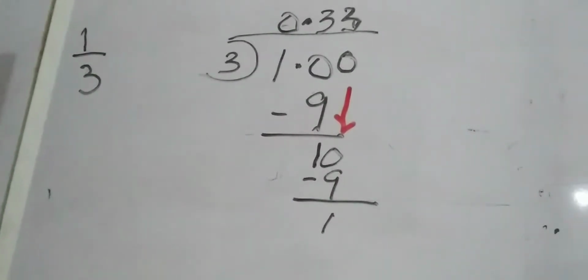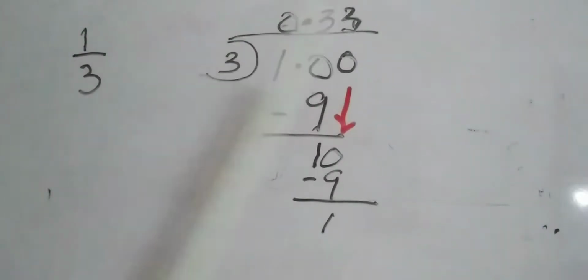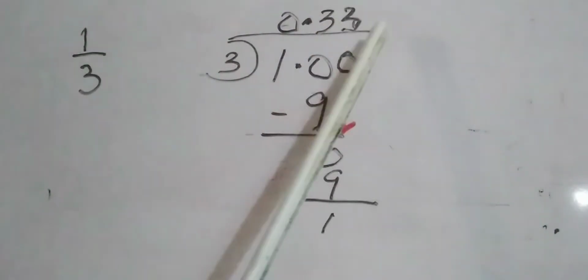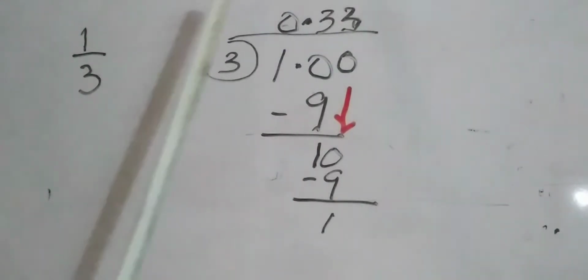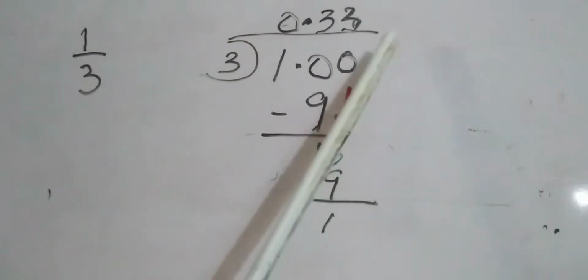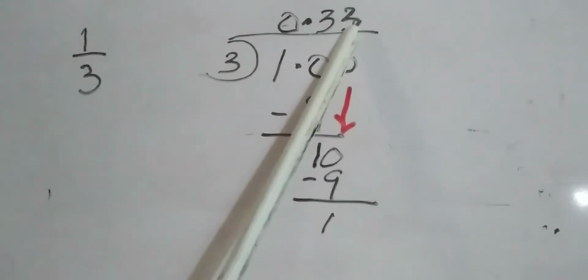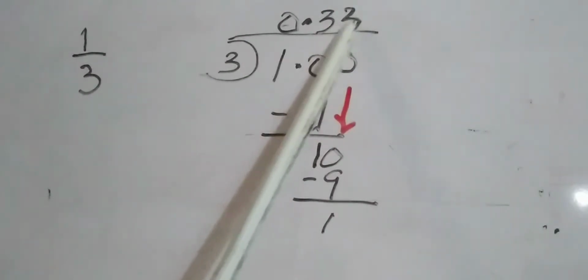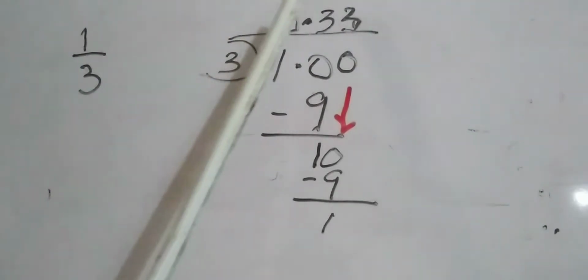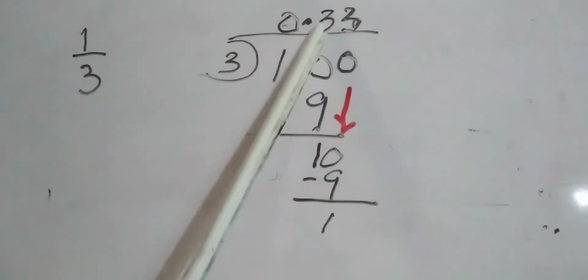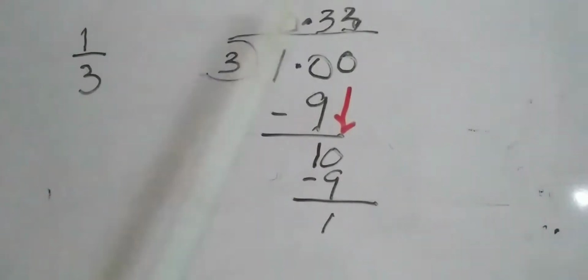So the rule is, if you are going to round a decimal to the nearest tenth, you look to see if the number in the hundredth place is 5 or more than 5. If it's 5 or more than 5, then you're going to add 1 to the number in the tenth place. So let's say this 3 here was, say, 5 or 6, 7, 8, or 9. Then the answer would be 0.4 because you would add 1 to this 3 here.